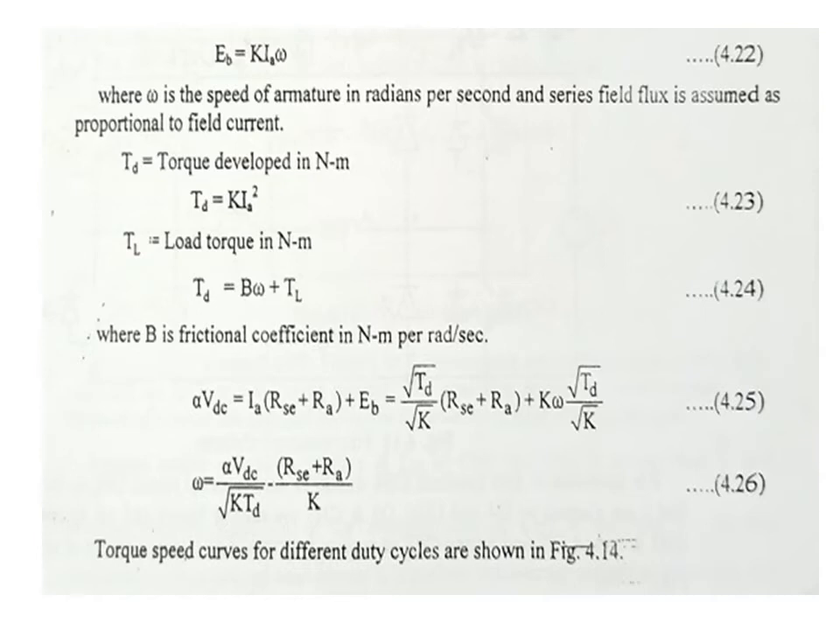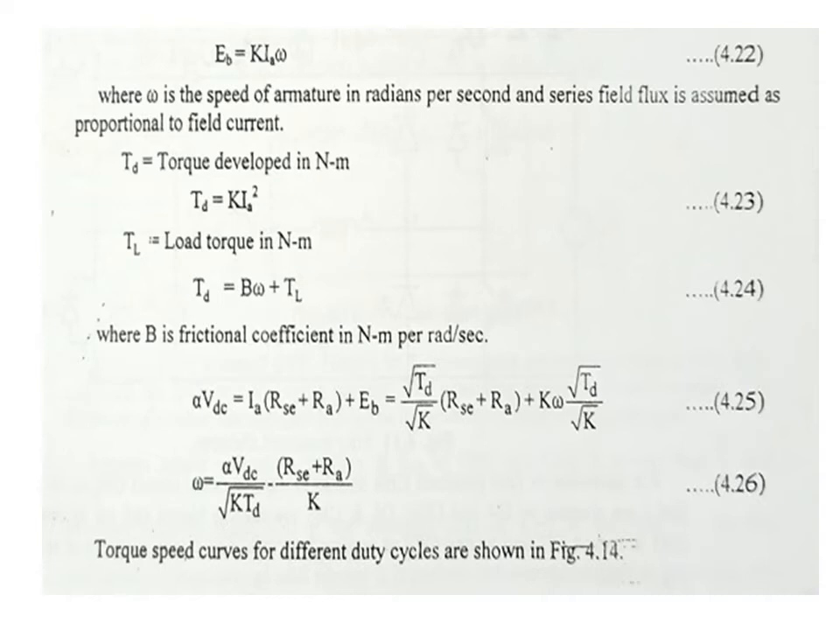So here Td, the developed torque in Newton meter, in a series motor we know that Td is equal to K into Ia square, and TL is the load torque in Newton meter. Td equals B omega plus TL.